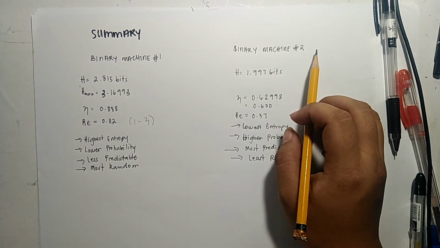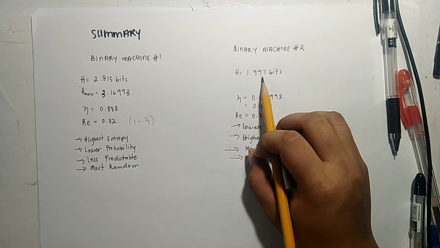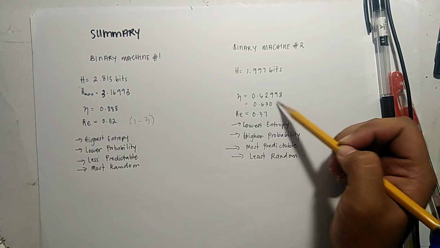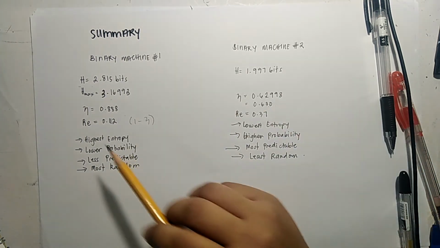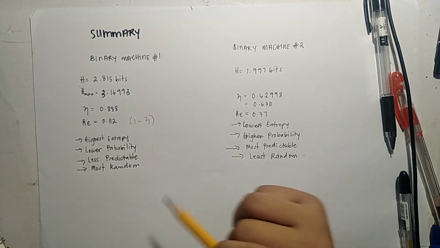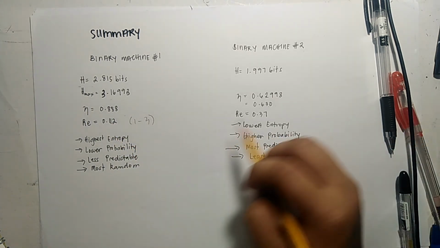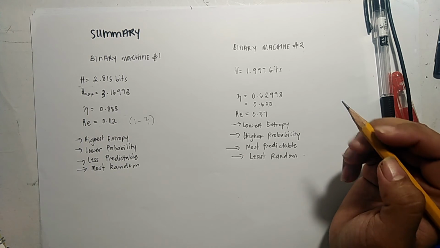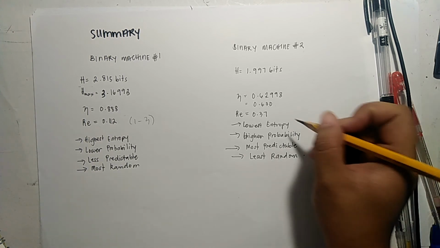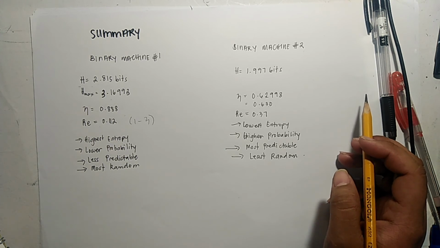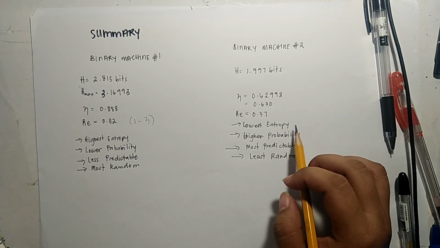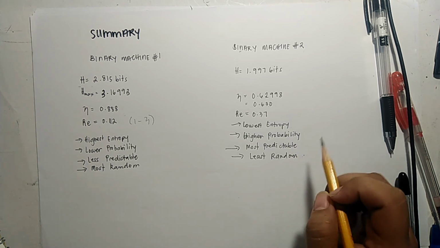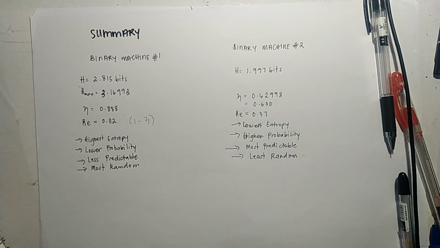For binary machine 2, the entropy is 1.997 bits. The efficiency for binary machine 2 is 0.630, which is lower than binary machine 1, which is better. So the redundancy is 0.37, and the redundancy must be as high as possible to maximize the transmission. So binary machine 2 has the lowest entropy, the higher probability, the most predictable, and the least random, which is the opposite of binary machine 1.